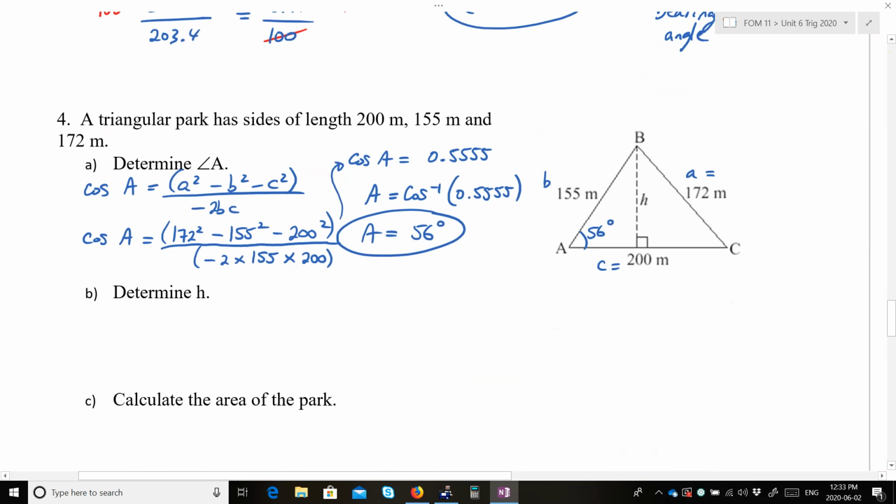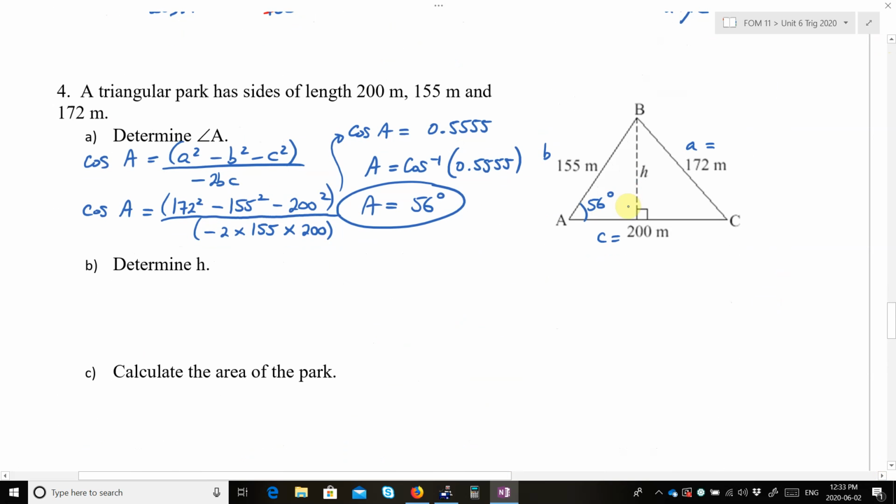Okay, back to number 4 here, determine H. Now we can figure out H because I have an angle and a side in a 90-degree triangle, which means I can do SOHCAHTOA. The side opposite 56 is the opposite. The side opposite the 90 is the hypotenuse. So I'm going to deal with opposite and hypotenuse, so that is sine. So sine of 56 degrees is equal to H divided by 155. Multiply both sides by 155.